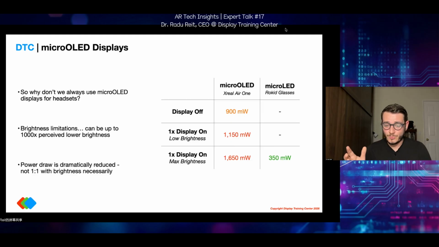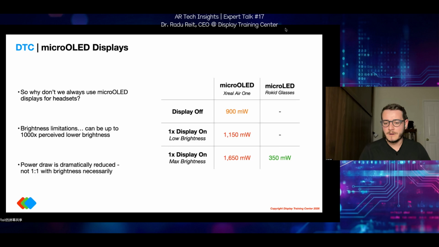In comparison, the Rokid glasses, which use a single monochrome green micro LED panel, have a full power consumption for the entire device, with the display on at maximum brightness, of 350 milliwatts. This is almost an order of magnitude lower power consumption for the entire device, at even much brighter overall device capability.